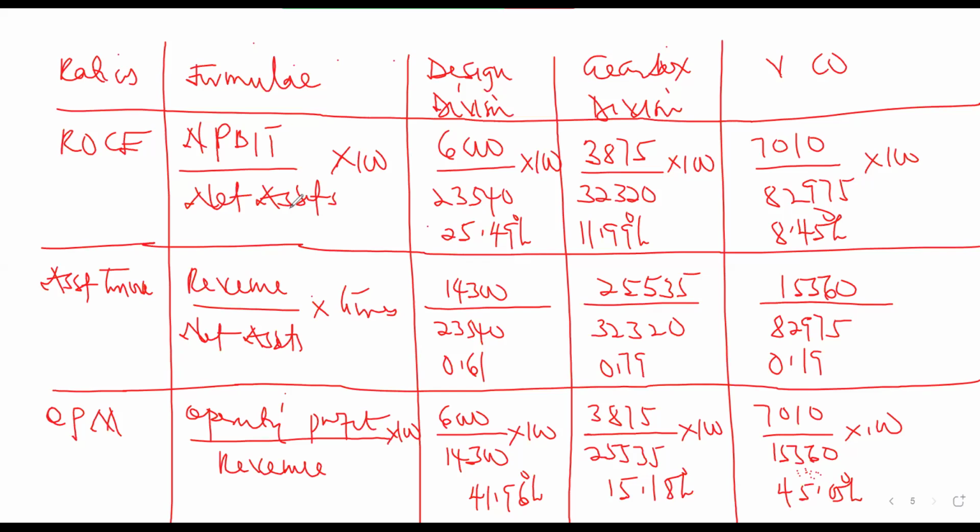Come to the design division and the gearbox division. Okay, design division on the other hand is generating what? 25.49. Not the gearbox division, the design division. 25.49 pesos. Okay, what does it mean? It means for every 1 capital employed that they use, they generate 25.49. So for every 1 cedi of the available investment that they are using, they are generating 25.49 pesos to the shareholders or the investors. Okay, let's come to the gearbox division.